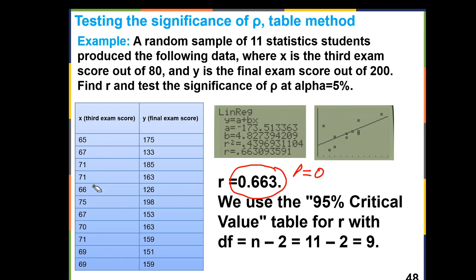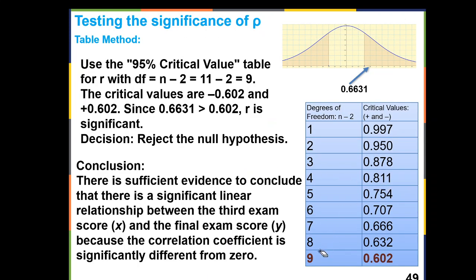So how many numbers do we have? How many pairs? We have 11. 11 minus 2 is 9. So we have to go to the table, row 9, and look at this number right here, 0.602. That means if the absolute value of r that you get from the sample is greater than this number, that means it has fallen into the rejection region. That means there is evidence that we can reject rho equals 0, right?